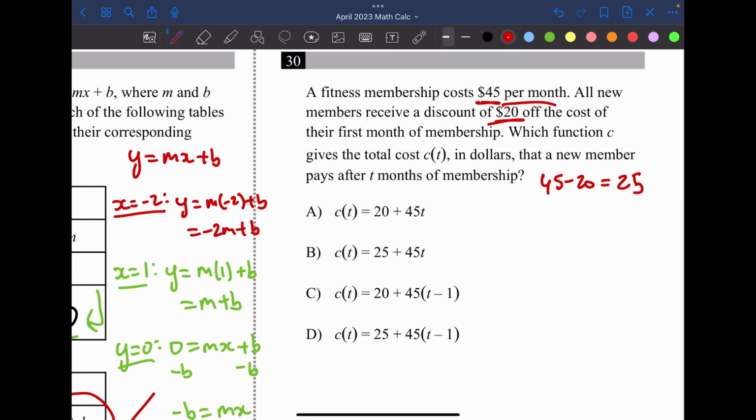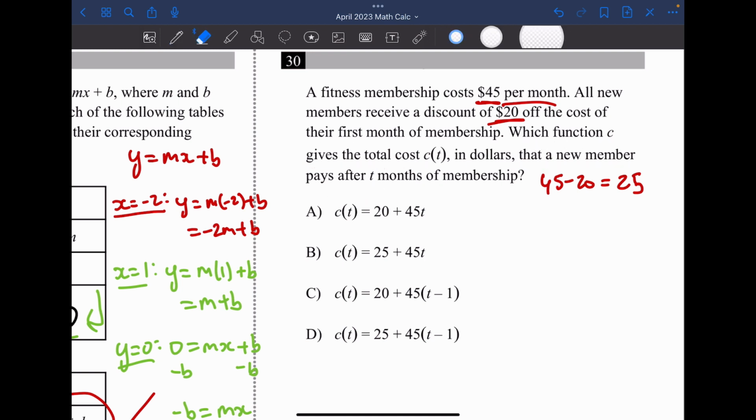That means they're going to spend $25 on their first month of the membership. And then which function, C, gets the total cost? So yeah, C is just cost. And so, which function is correct that a new member pays after T months of the membership?